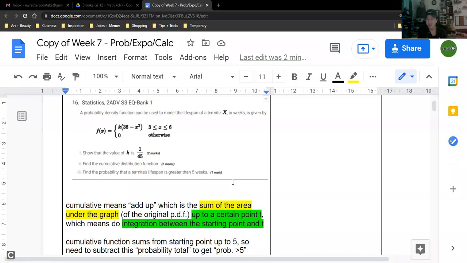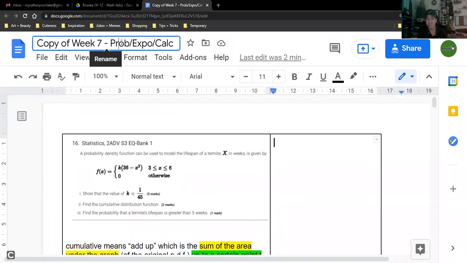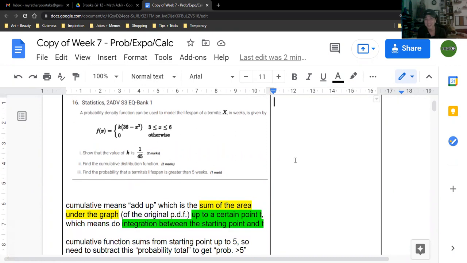Right, so this week we are looking at questions that cover quite a broad range of topics. You can see it's called Prob, Expo, and Calc, which is probability, exponential, and calculus. So if you don't do any of those topics, you can probably just stop watching now.